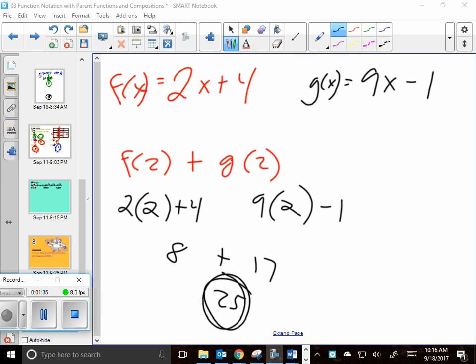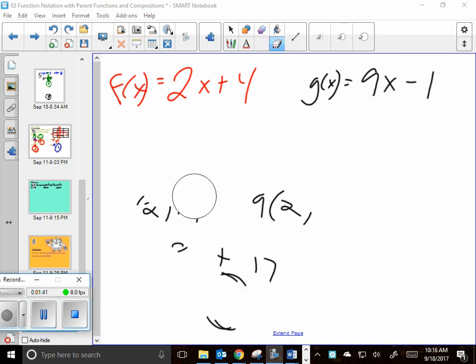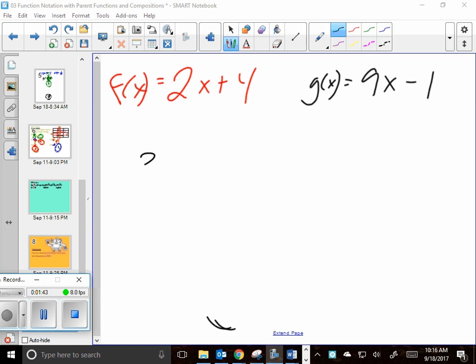Okay, next. What if I asked you for 3 f of 2 minus 9? See if you know how to do that kind yet. Hint, you always just do one step at a time. Find the f of 2.